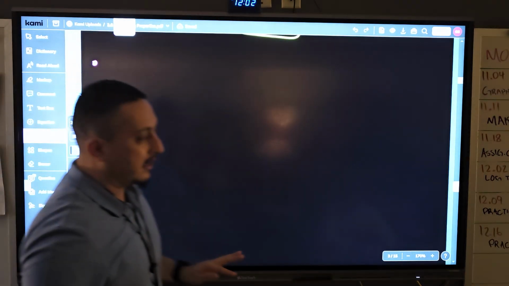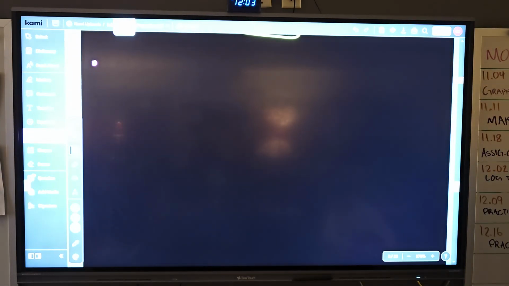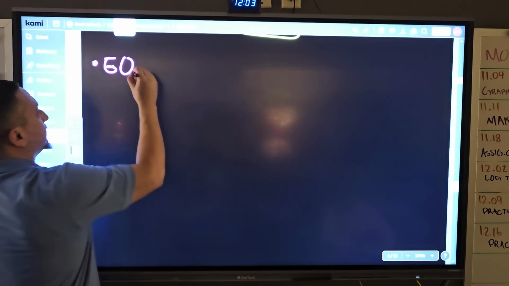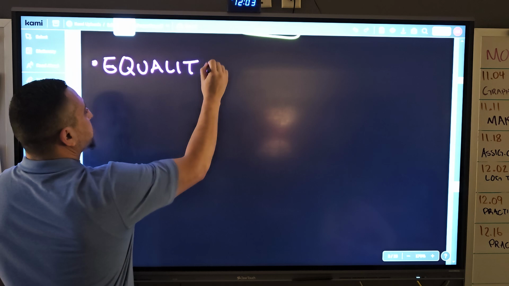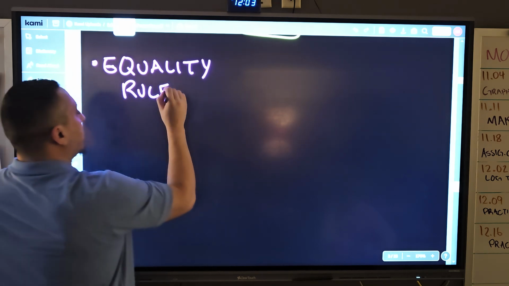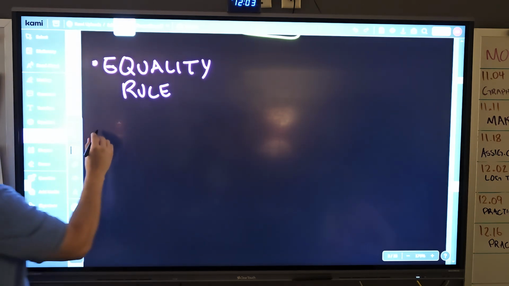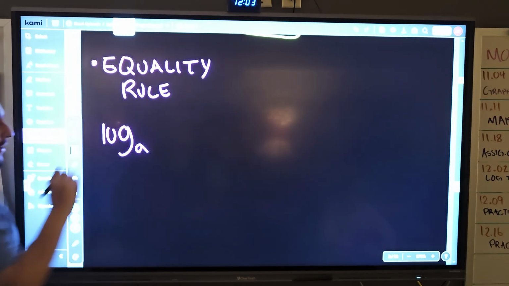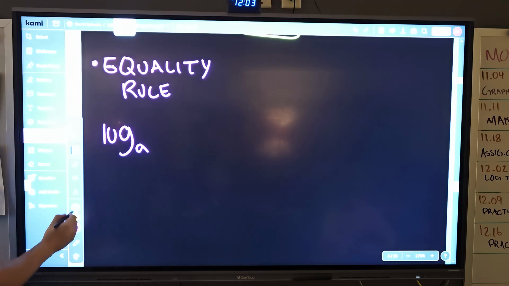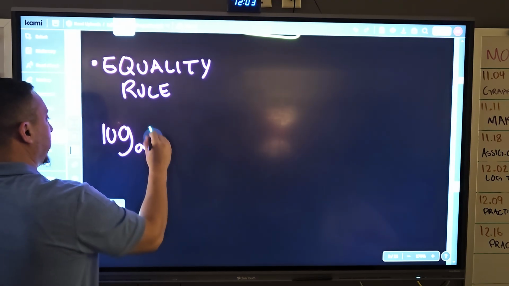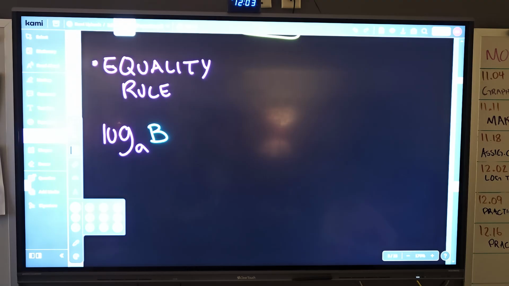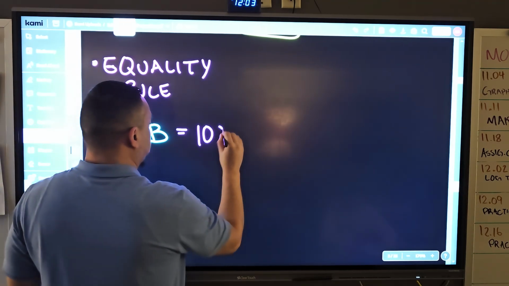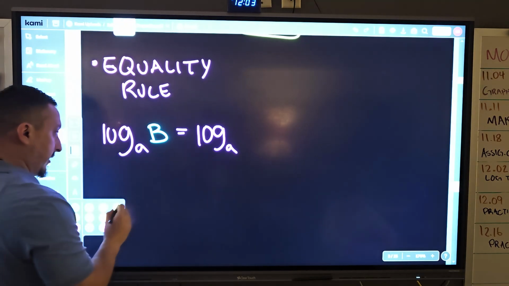Okay. Last rule for today. I say today because there's still another rule, but we'll do that one on a separate day. This one is called the equality rule. Kind of a weird name, but it's very powerful. So this one says this: the log of any base b, so any number there, has to equal the log of any base of c.